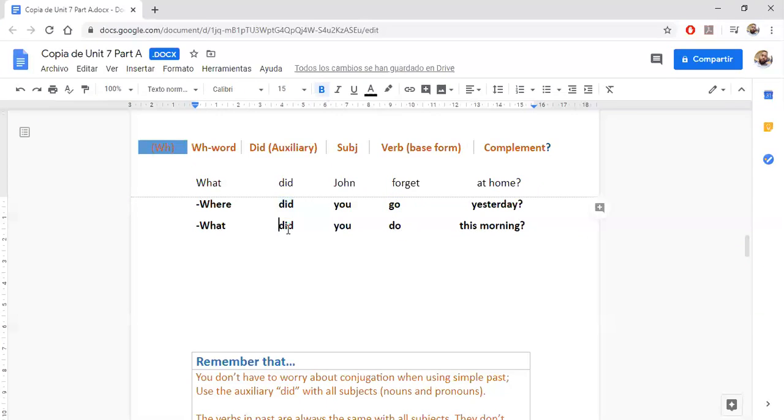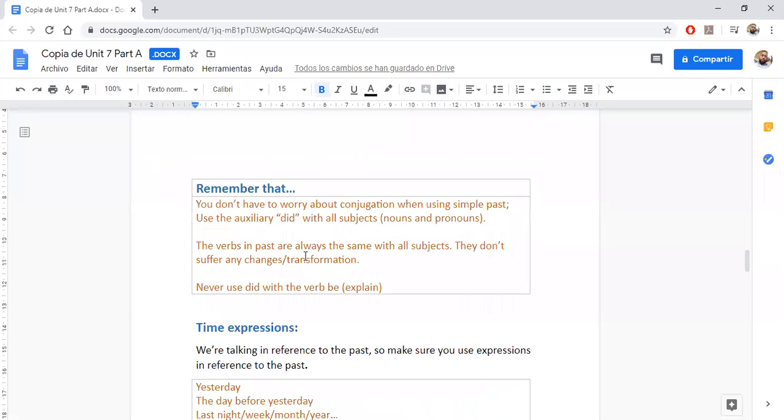If you have the auxiliary, the verb does not change, okay? So remember that. You don't have to worry about conjugation when using simple past. Use the auxiliary did with all subjects, nouns and pronouns. We use did for everybody: for I, for you, for she, for he, for it, for they, for we. We use did.